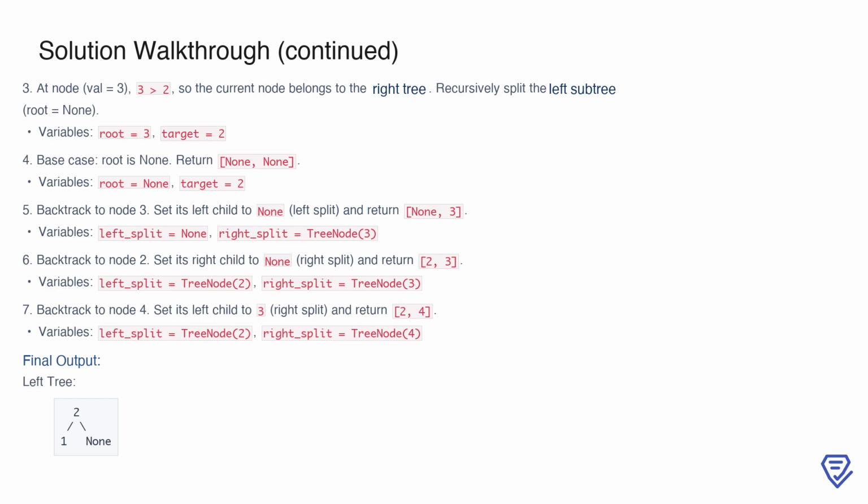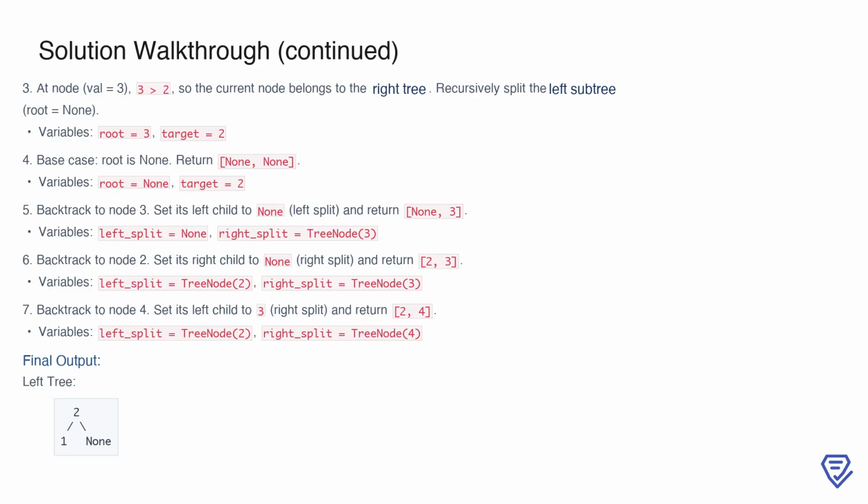After this, we backtrack to the node with value 3. Its left child is set to none, which represents the left split, and the node itself becomes the right split. This gives us the result none, 3 at this step. Now, backtracking further to the node with value 2, we set its right child to none, which represents the right split, and return 2, 3, where the left subtree is rooted at 2, and the right subtree is rooted at 3.